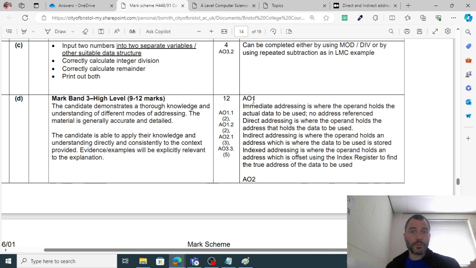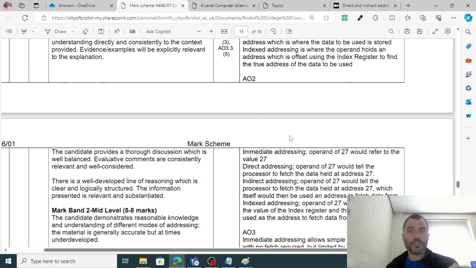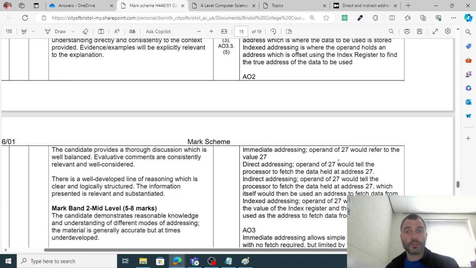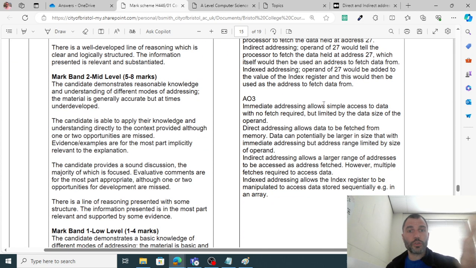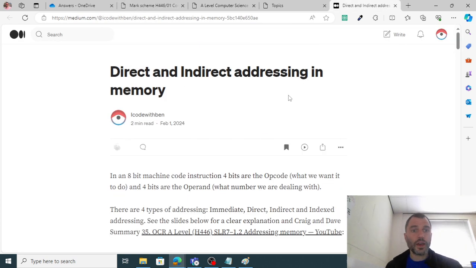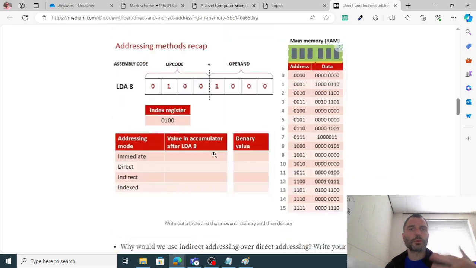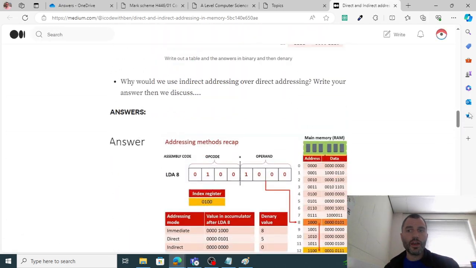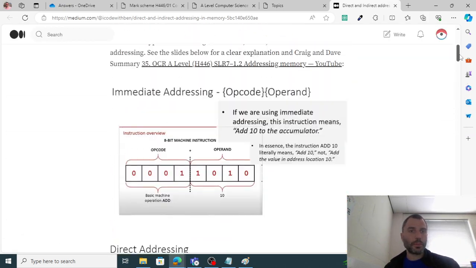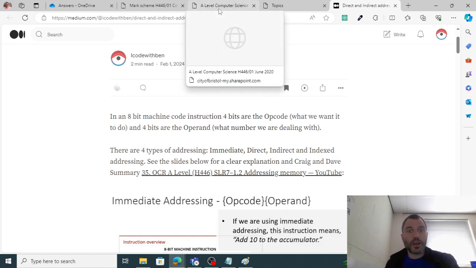Basically, they explain all the different types of addressing, what they are and how they work, and then they talk about them in terms of the operand of 27, and then they say what's good and bad about each one. This is in the link below. It's an article I wrote about what the different types of addressing are, and it takes you through some examples, then gives you an exercise at the end. And I will add a past paper question for this as well, so you can try and answer this essay question yourself.